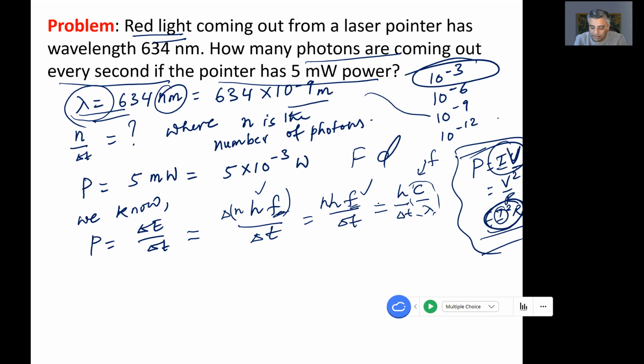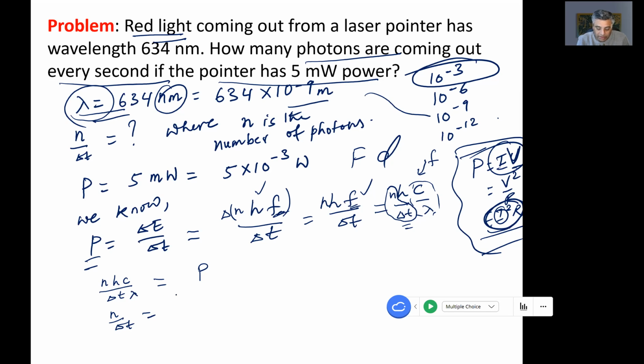And N times h times f, so N, right? So that means we are looking for, oh, that looks like an h, N. So we are looking for this, okay? So we know power, and we are looking for this. So that means let's solve for this. So N, maybe I should rearrange this equation. So N h c over delta t times lambda. I'm just copying that and switching the sides, okay, so that I can solve for N over delta t.